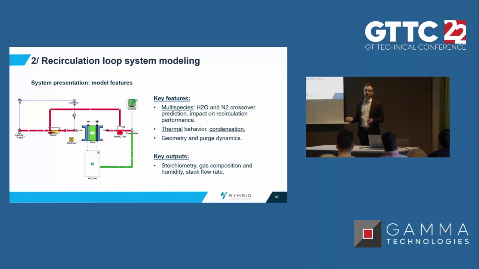Also, we have thermals, which are mandatory for humidity. And the geometry comes from a 3D conversion using GEM3D. The key outputs to study the anode loop are first the anode stoichiometry, but also the gas composition, the gas humidity, and the total stack flow rate for water management purposes.